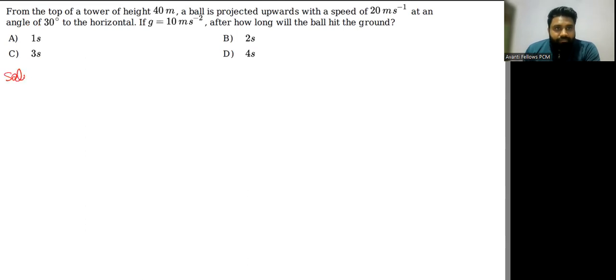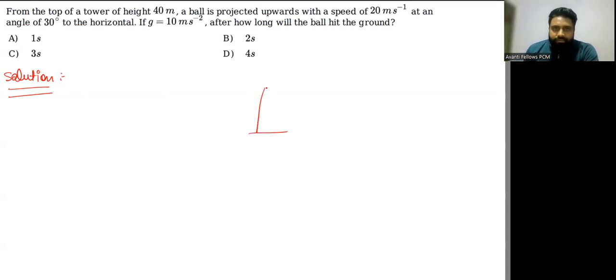Now, in this situation, this is an important question. From the top of a tower of height 40 meter, a ball is projected upward with a speed of 20 meter per second at an angle of 30 degrees to the horizontal. If g is 10 meter per second square, how long will the ball take to hit the ground? Time you have to calculate.